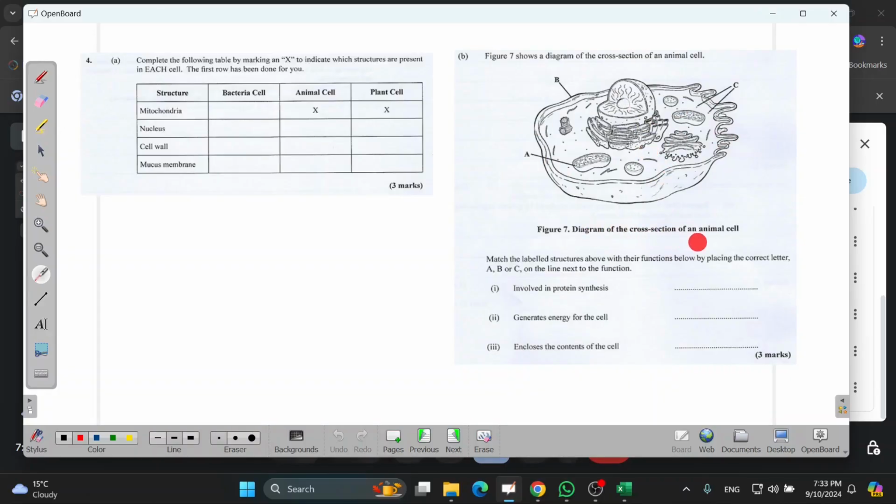Diagram of the cross-section of an animal cell. There are A, B, and C, three parts labeled here, right? And they ask you which of these parts is involved in the production of proteins, or which of these parts generates energy for the cell, or which of these parts encloses the contents of the cell.